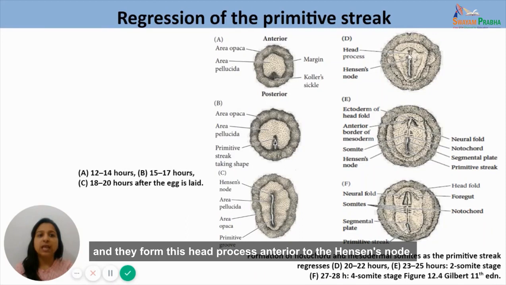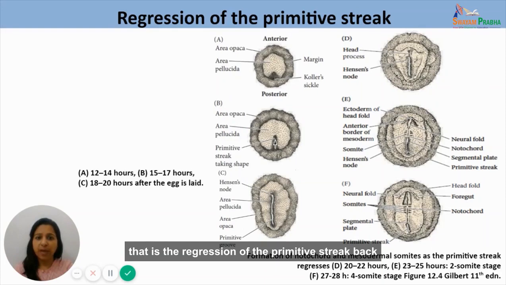So from now onwards, we'll study the second phase of gastrulation, that is the regression of the primitive streak back to the posterior site of the growing embryo.